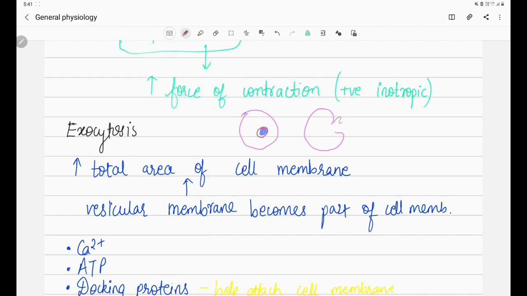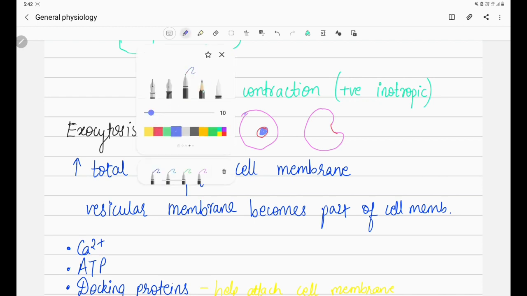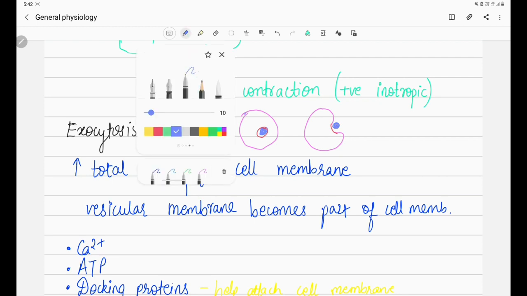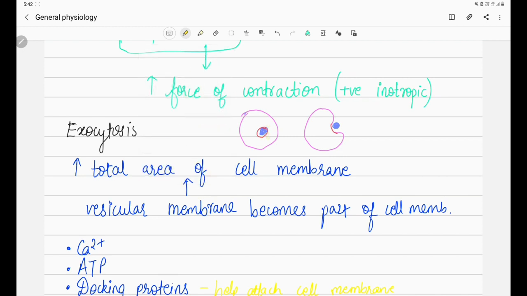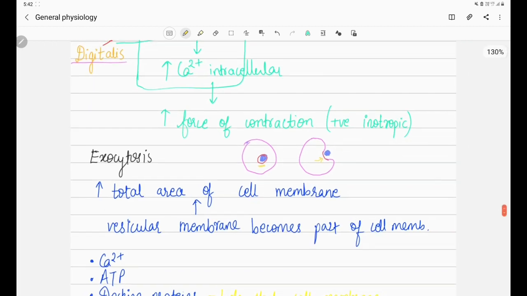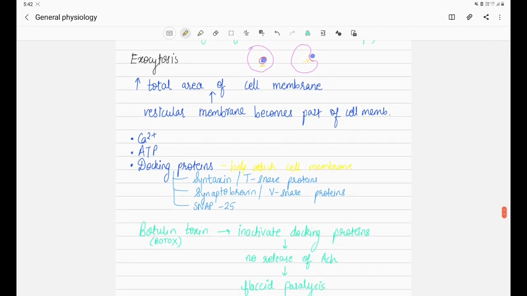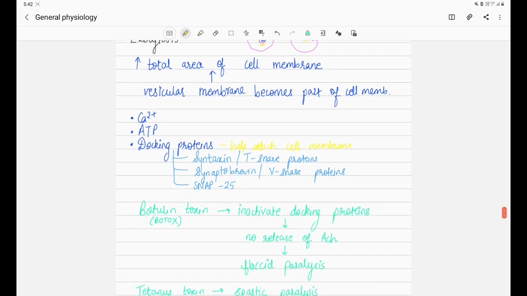So here comes the addition of this membrane here, and the substance is thrown out. What you can see is the membrane that was here, this red color membrane, is now added into your cell membrane or plasma membrane. So you can see the total area of the cell membrane increases because the vesicular membrane becomes part of the cell membrane. What are the requirements of exocytosis?